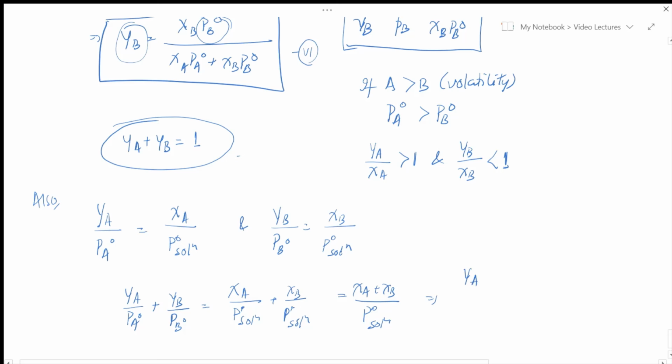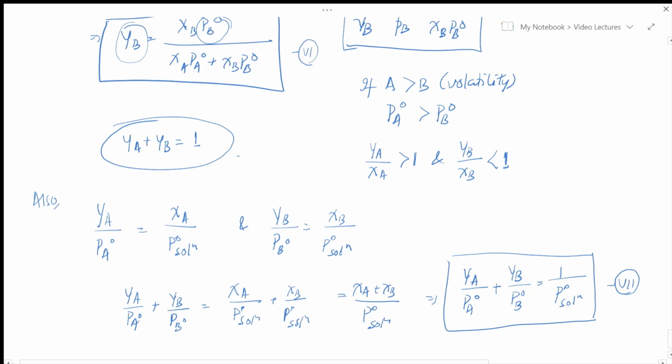So we can write this equation as Ya by Pa naught plus Yb by Pb naught is 1 by the vapor pressure of the solution. This is also an important equation which you can use in questions which deal with only vapor phase mole fractions instead of liquid phase mole fractions.